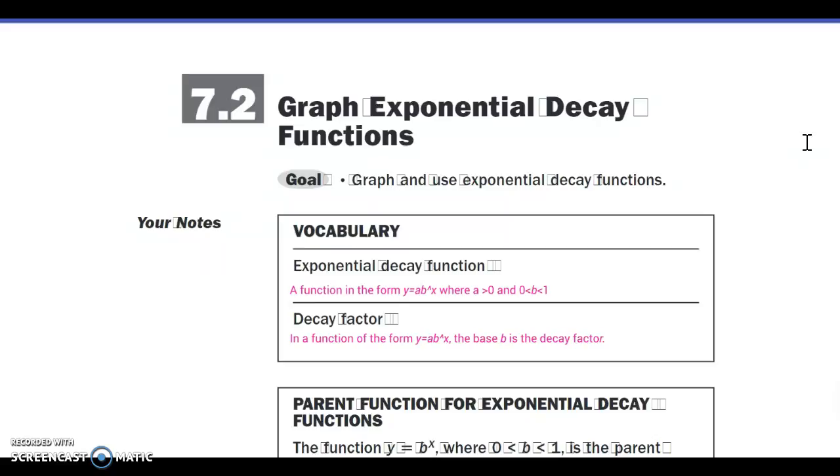You see that I already have the definitions for exponential decay function and decay factor. You're going to see that an exponential decay function has the same equation, y equals ab to the x power. A is still going to be greater than 0, so positive, but b is going to be between 0 and 1, which means that the base of the exponent is either going to be a fraction or a decimal. So that makes it between 0 and 1. It still isn't negative though. And then the decay factor again is b. It's just that now b is this between 0 and 1 amount. So you should pause the video and write that definition in.